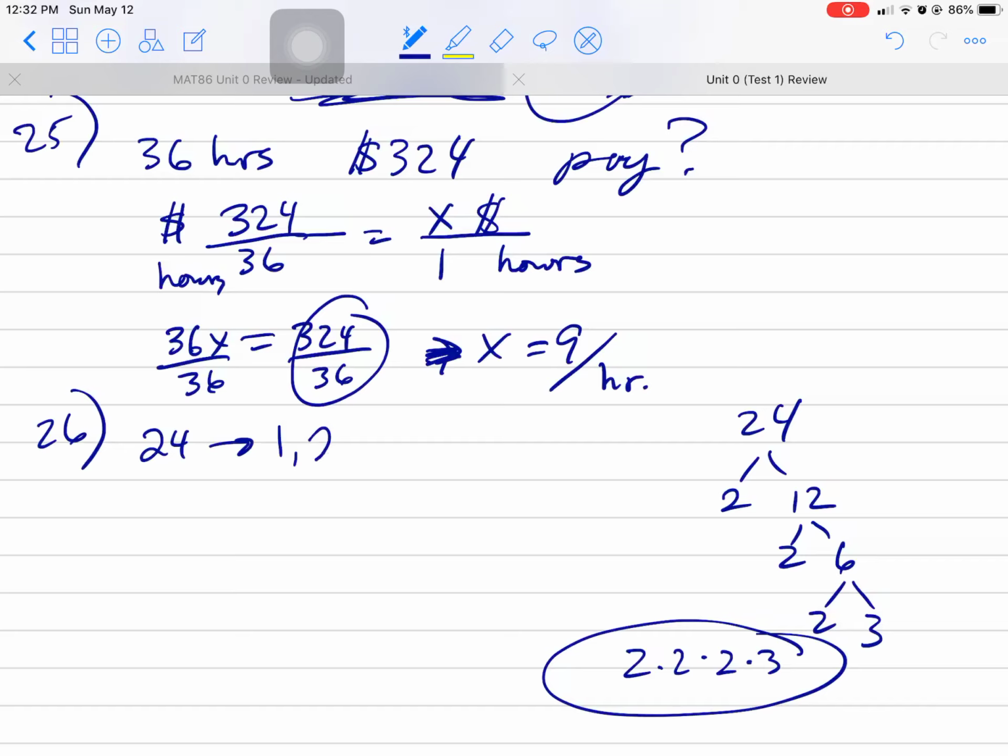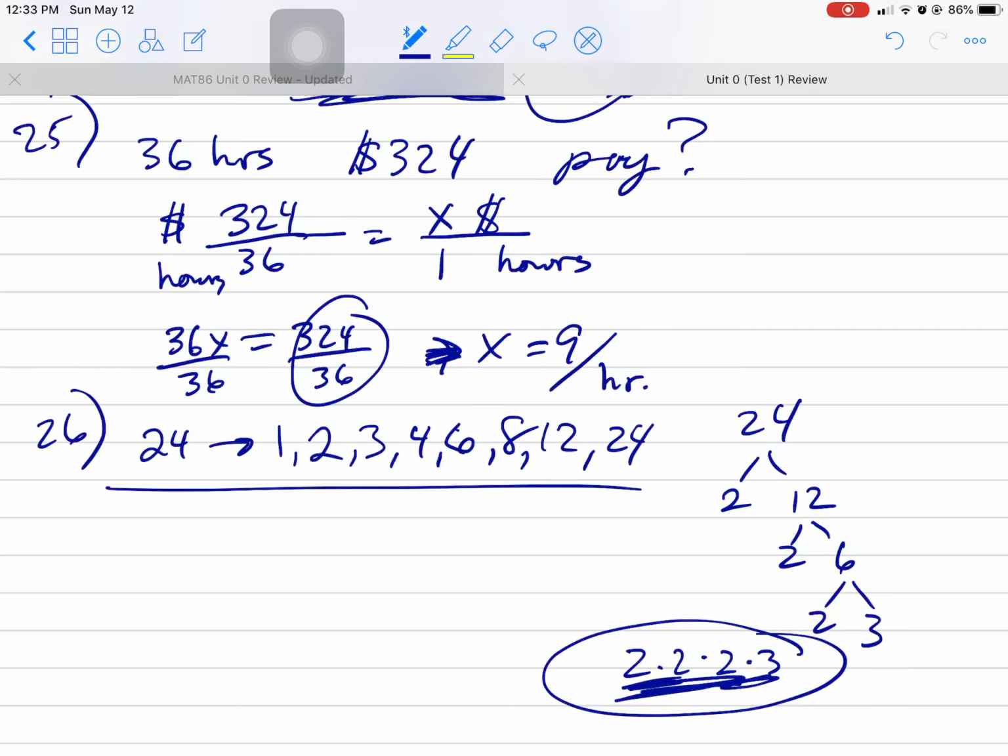So is there a 2 in 24? Yes, there is. Is there a 3 in 24? Yes, there is. Is there a 4? There is. Okay. Is there a 6? Well, there's no 5. So there's a 6, no 7. How about an 8? That's 8. Okay. 9, no. 10, no. 11, no. 12, yes. And 24. Those are the factors of 24. All the different combinations of these factors here.